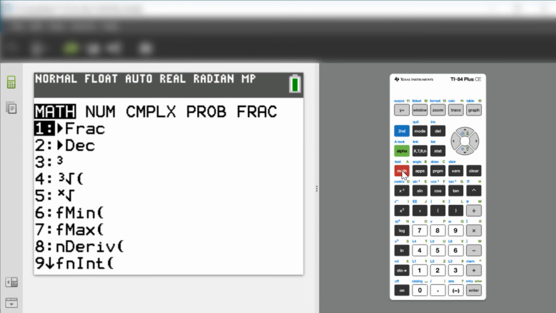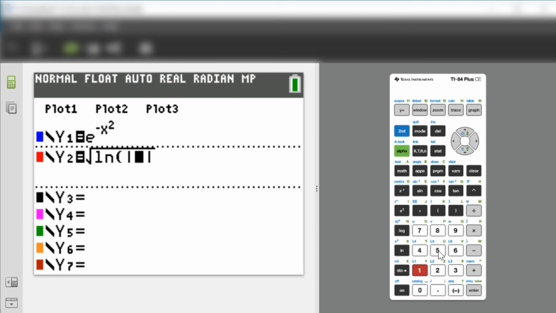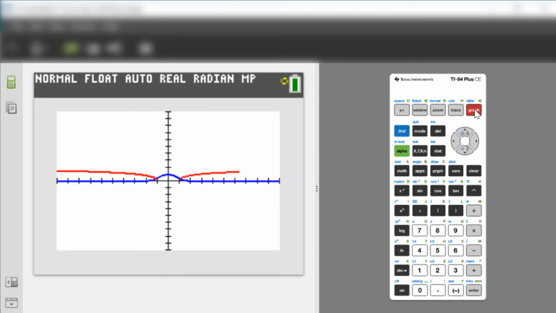So you're going to hit Math, scroll right to Num for numbers, and then pick 1. The ABS means absolute value. Then we will key in x. Now let's see what that graph looks like. Let's remember that e to the minus x squared is blue, the square root function is red. Looking at the graph, we see that the red one, which is the square root function, is above the blue, which was the e to the minus x squared. That's between 2 and 4.